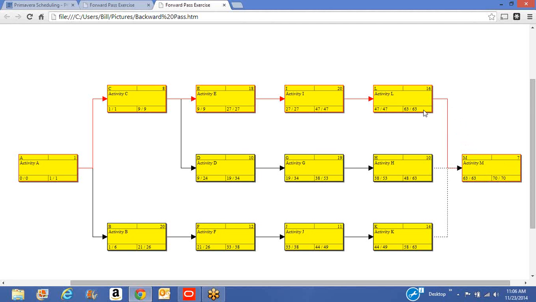That's also day 63 here. We subtract 16 days, we get 47, which matches the number we got moving forward. Again, 0. So we move over to activity I. Day 47, working backwards. We subtract 20 days, we get 27, which matches the number that we got moving forward.